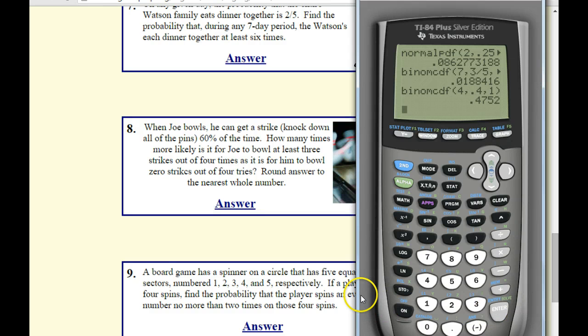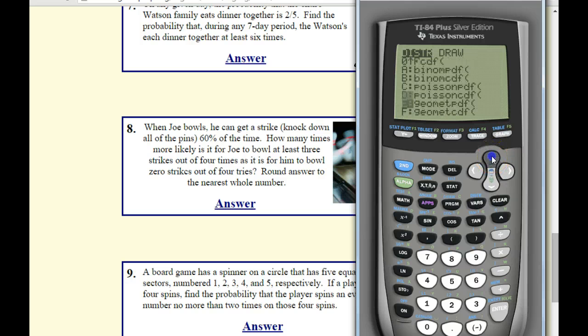It says, what is the chance that he gets 0 strikes? 0 strikes out of 4 tries. Was that a PDF or a CDF? His chance of getting a strike, we want him to get 0. So is that probably a 0.4? It doesn't actually matter, but 0.6 would be.